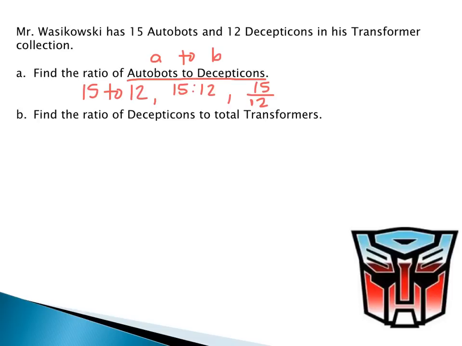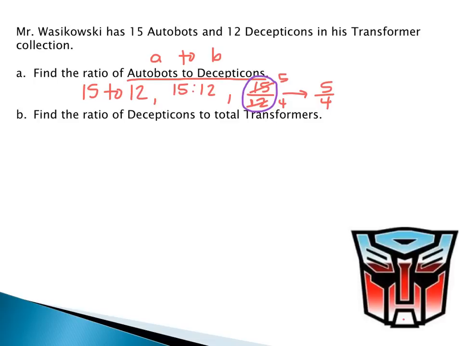The last thing, which I didn't mention on the last slide, is that when I look at this in fractional form, I want to make sure to simplify it. So what number goes into both the top and bottom? Both of these you can divide by 3. The top simplifies to a 5, and the bottom simplifies to a 4. So therefore, this ratio becomes 5 to 4.